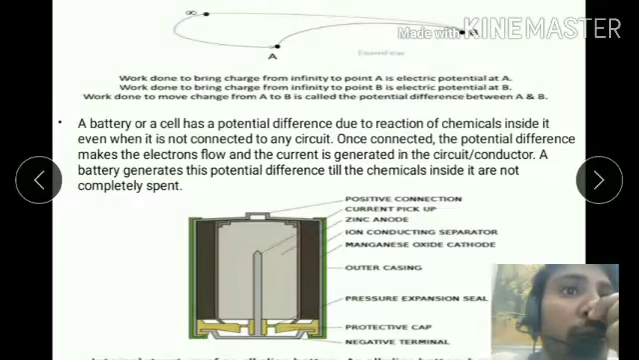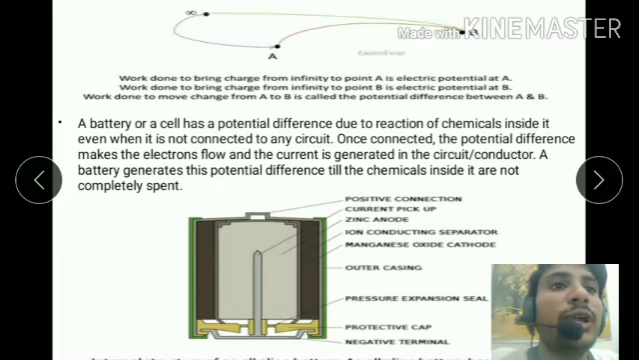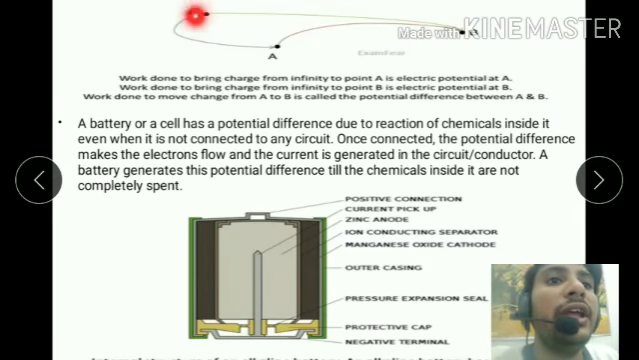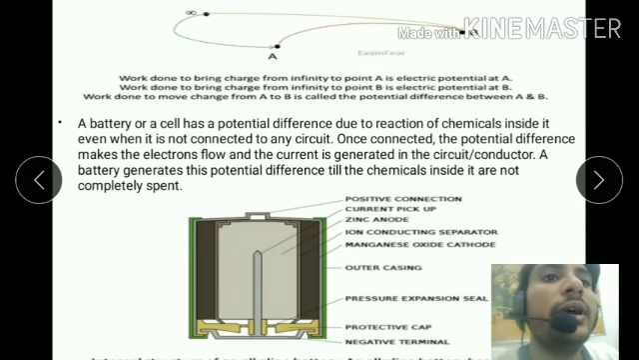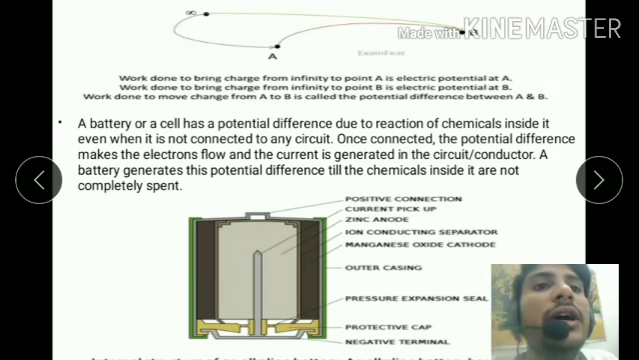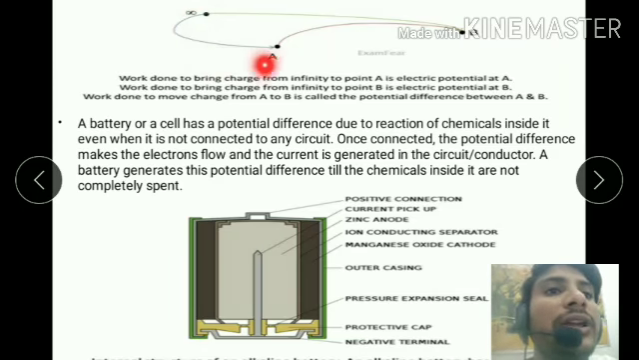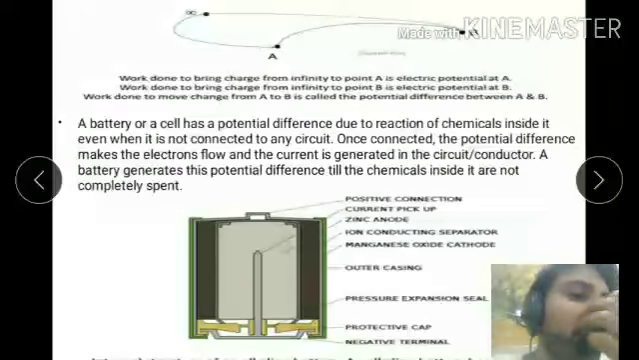And point B. What is the point B? The work done to bring the charge from infinity to point B is the electric potential at B. Infinity to point A, infinity to point B. The work done to move a charge from A to B is called potential difference.